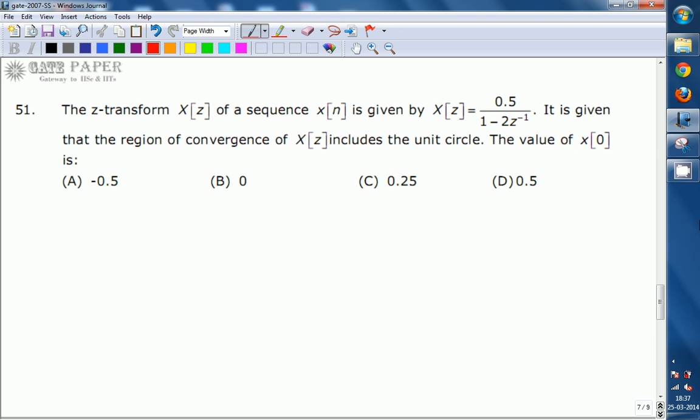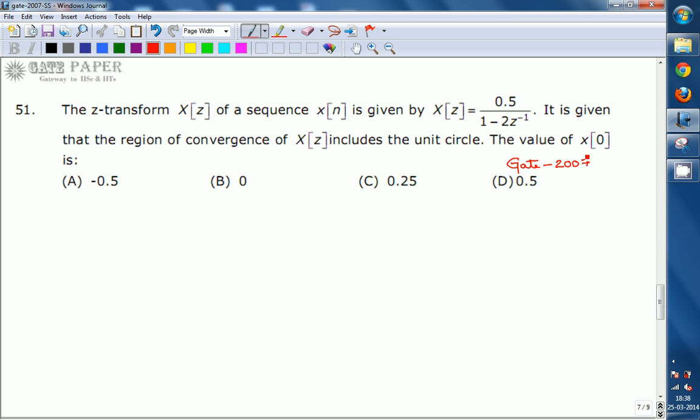Now we are going to see the question from Signals and Systems given in GATE 2007 related to the Z transforms. Here the Z transform X(z) of a sequence x(n) is given by X(z) = 0.5 divided by 1 minus 2z^-1. It is given that the region of convergence of X(z) includes the unit circle.